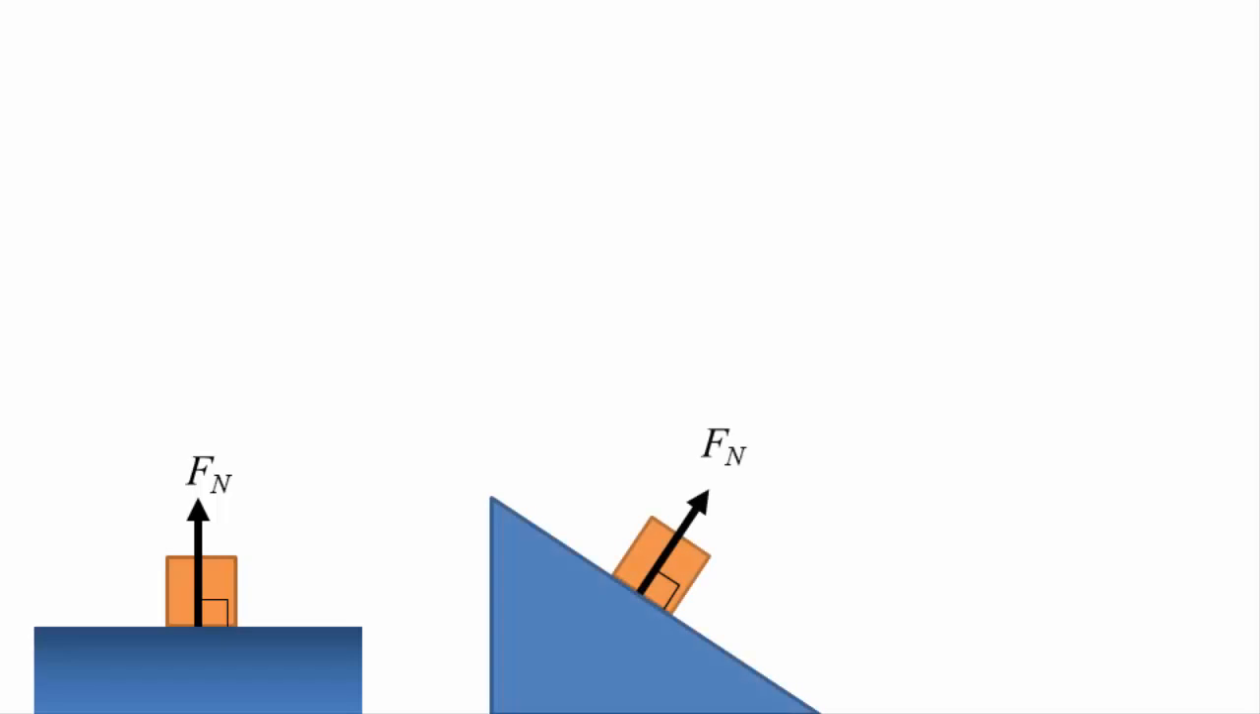If the mass is on some inclined surface, then the normal force will be directed at an angle that is perpendicular to the incline. Basically, the normal force is the force that prevents the mass from breaking through a surface that it's in contact with. If the mass is not in contact with any surface, then there is no normal force required.